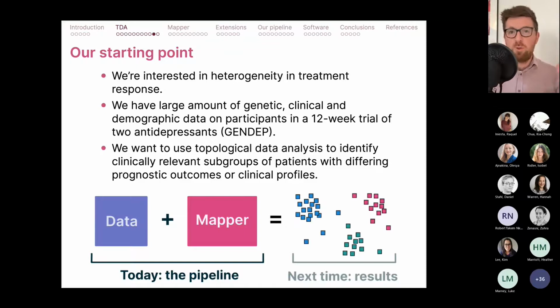We want to use topological data analysis to identify clinically relevant subgroups with differing prognostic outcomes or clinical profiles. Today, the focus is very much going to be just on this pipeline. So there are no results or very few results. It's really about how does this work? How does this all come together? And then maybe another time we'll be talking more about the applied paper. This paper was just about the pipeline and producing the code.